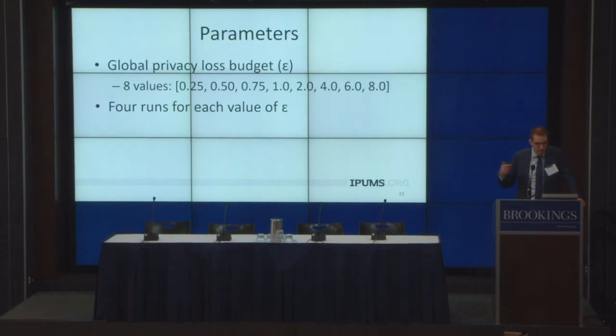For the census data that they published, they varied that global privacy loss budget from 0.25 up to 8. So 8 is very little noise, 0.25 is a lot of noise, and they ran it 4 times for each of those epsilons, giving us 32 possible data files. I'm only going to look at one run. It doesn't matter if you do run 1, 2, 3, or 4. They all look essentially the same.